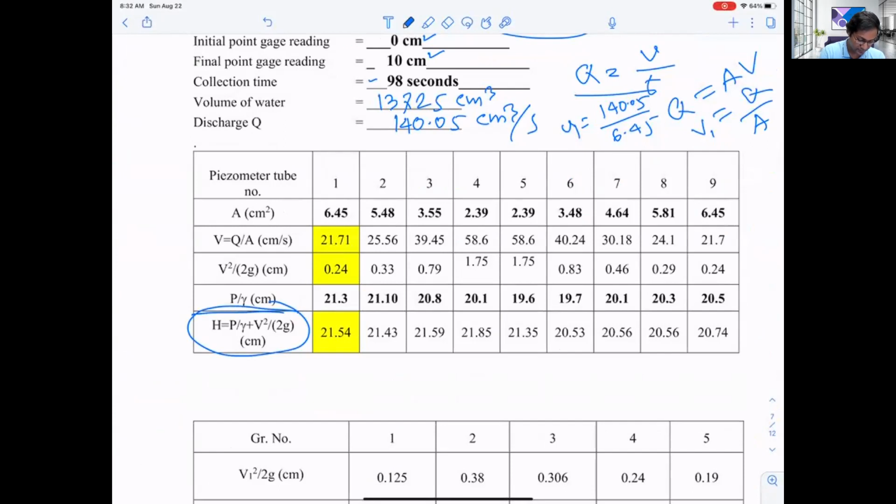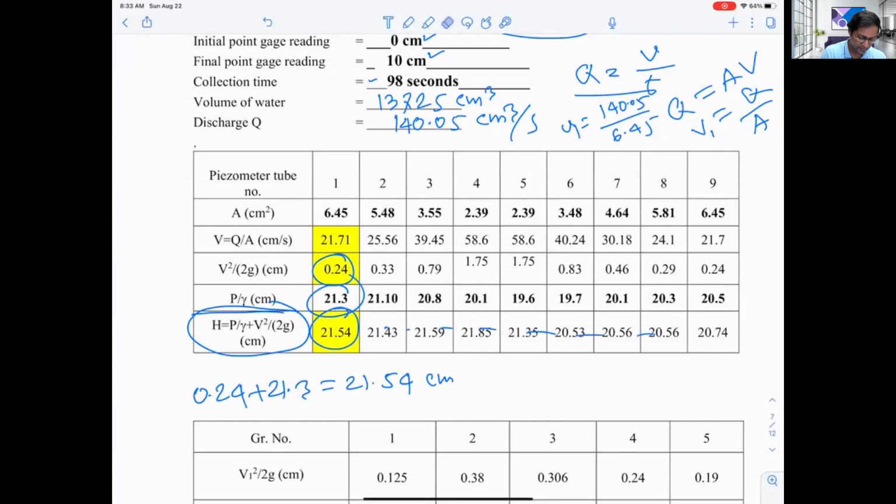So it is the summation of these two, right? V square over twice g and 21.3, so 0.24 plus 21.3 is giving us 21.54. These are all in centimeter. So we are getting this one, and we have to do the same for all of this.